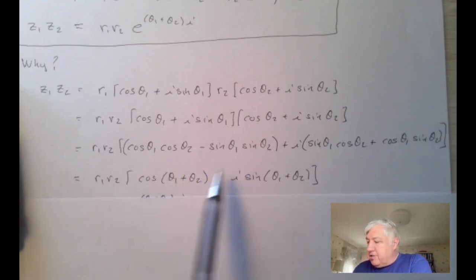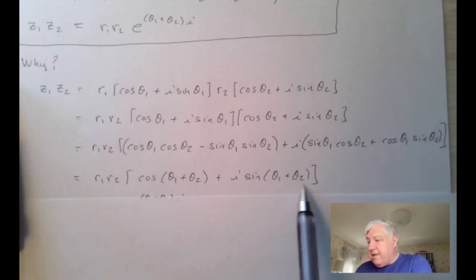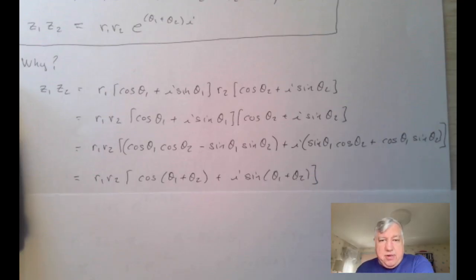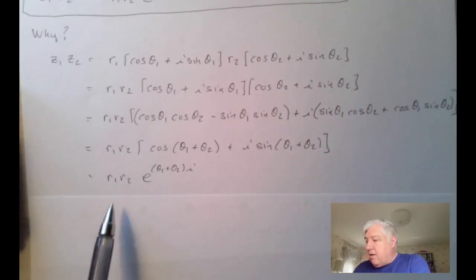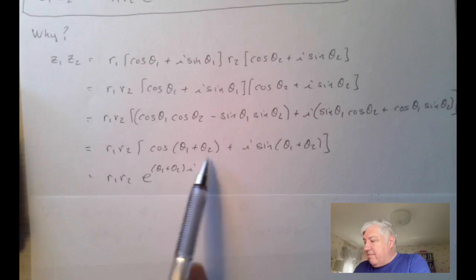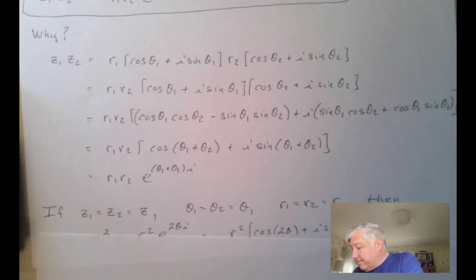This expression is just the cosine of theta 1 plus theta 2, and this is the sine of theta 1 plus theta 2. We didn't think we were going to use this again, but we are, and so it helps out a lot. And then by how we define this, it's just r1 r2 times e to the (theta 1 plus theta 2) i.